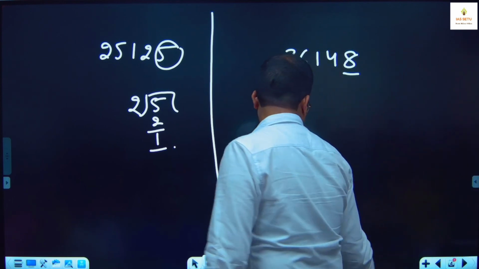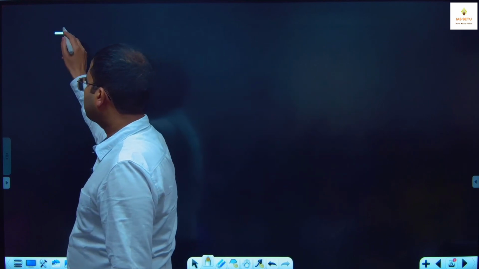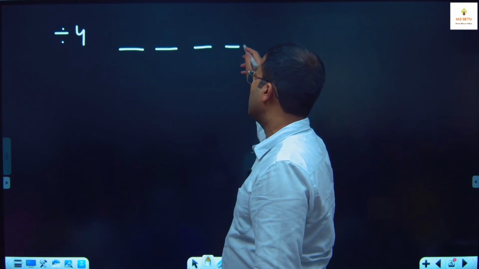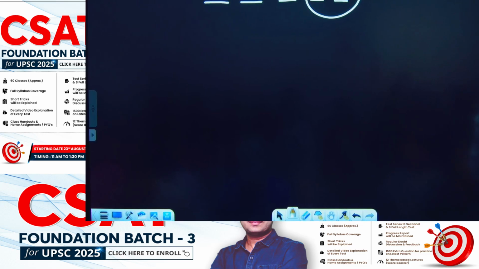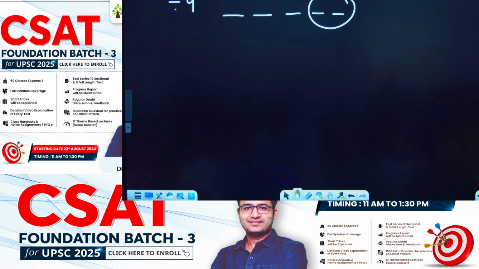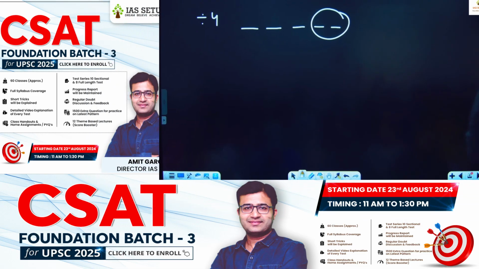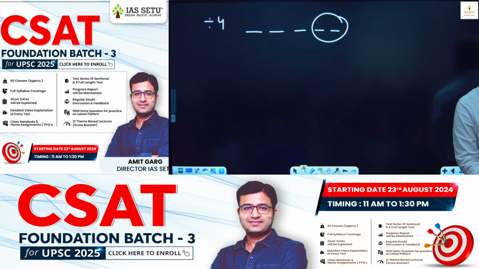Next is divisibility of 4. What is our shortcut for divisibility of 4? No need to check the complete number. We check the last two digits. If in the given number the last two digits are divisible by 4, it means that the complete number is divisible by 4.